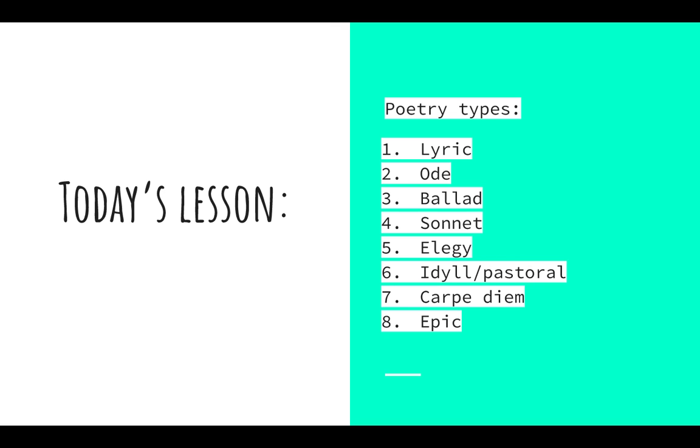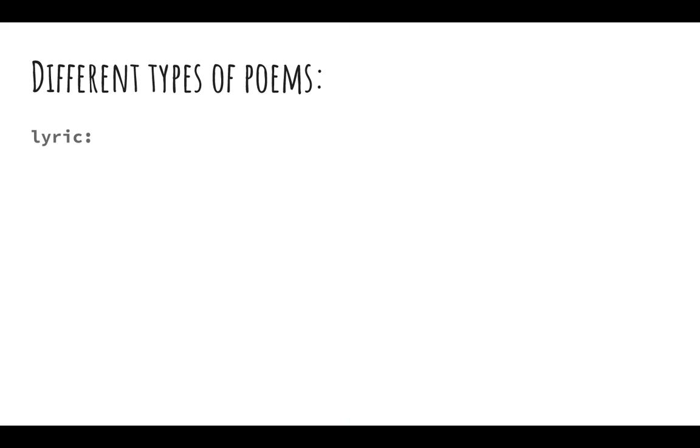These are lyrics, odes, ballads, sonnets, elegies. The next one goes by 2 names. You might either see it as an idyll or a pastoral poem. The 7th one is called a Carpe Diem, and then the last one is an epic poem. So our first type that we'll go over together is a lyric poem.